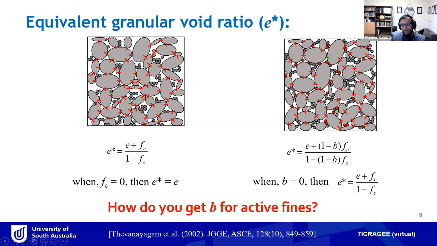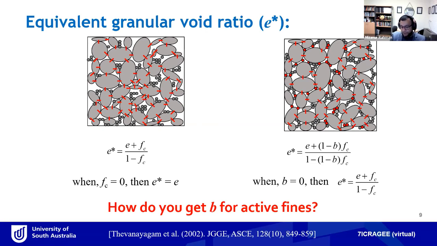For example, if we assume no fines are active, then b equals zero, and this equation transforms to that equation. If there is no fine content in the sand skeleton structure, FC equals zero, then the equivalent granular void ratio becomes the void ratio of clean sand. So this is nice and compatible. But the problem is, how do you get the b for active fines? We cannot see grain-to-grain contact, so how can we get it?